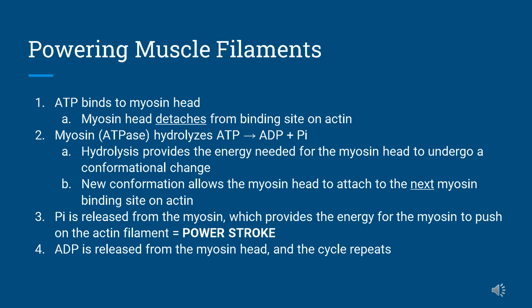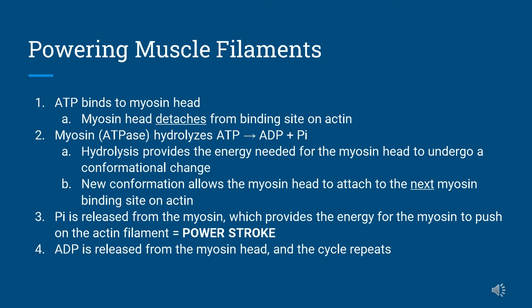One of the most important concepts to remember when discussing the powering of muscle filaments is that muscle contraction requires energy. To start, ATP binds to the myosin head. This action causes the myosin to detach from its binding site on actin. Note that the myosin is an ATPase, which means that it hydrolyzes ATP. Therefore, the next step in which ATP is hydrolyzed into ADP and an inorganic phosphate makes sense.